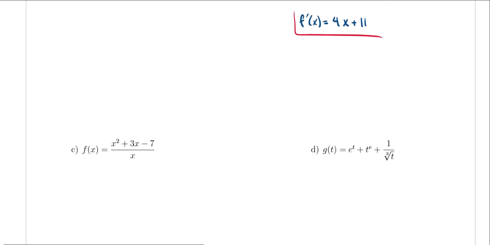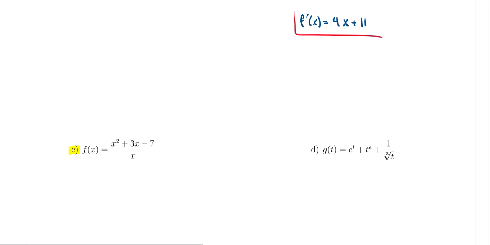And let's actually do these two here. So we'll begin with c. The function c, we have f of x is equal to x squared plus 3x minus 7 all over x. Now once more, at first glance, it might seem like we don't have the tools necessary in order to take this derivative, because we really haven't seen how to take derivatives of quotients.